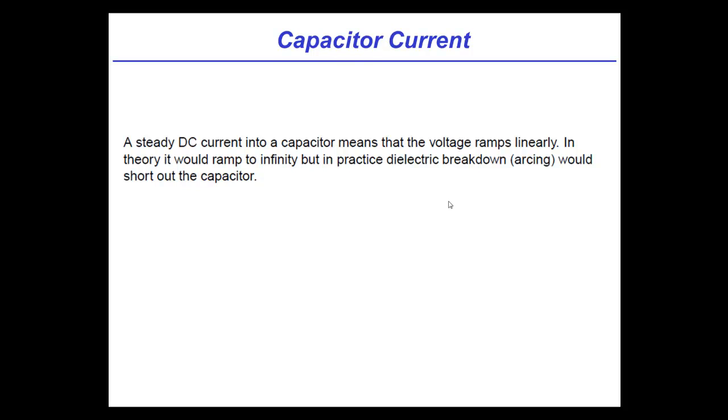In theory, this would keep going forever, but in practice, if you have a sufficiently high voltage across a sufficiently small gap, you'll exceed the dielectric breakdown of the insulating material, and you'll get arcing. This is essentially sparking or lightning. Basically, your E field is so high that the electrons can start jumping through the insulator. And of course, this would short it out.